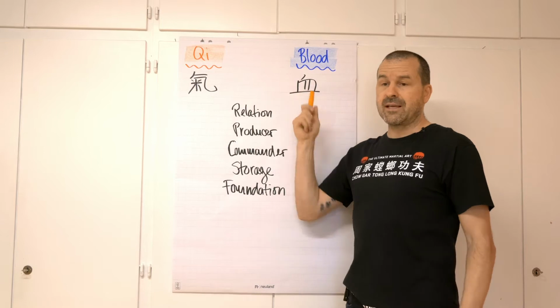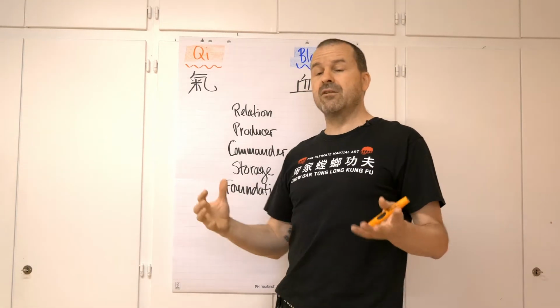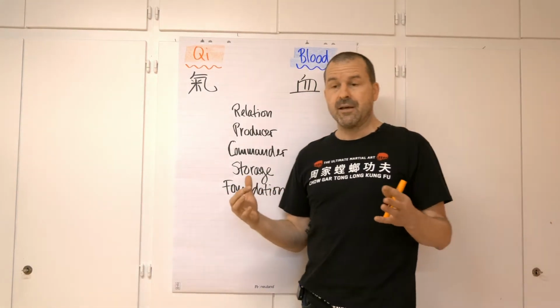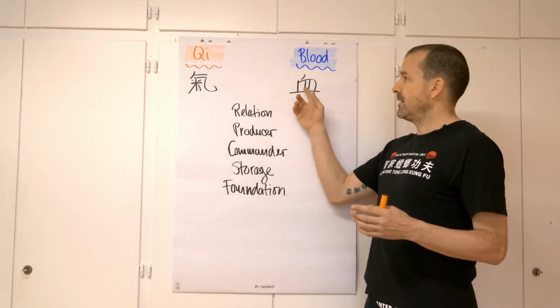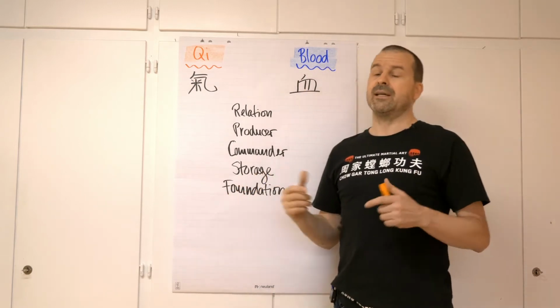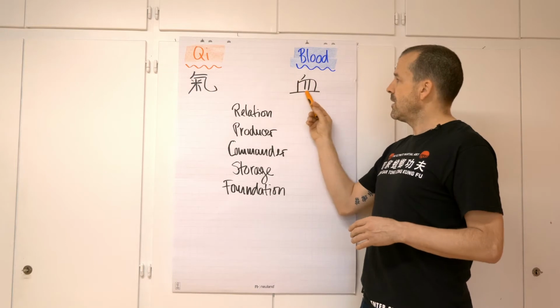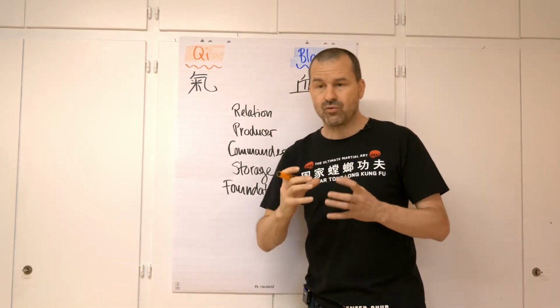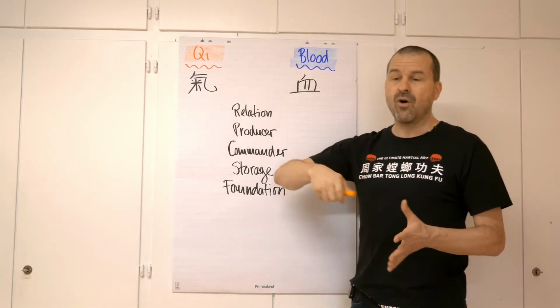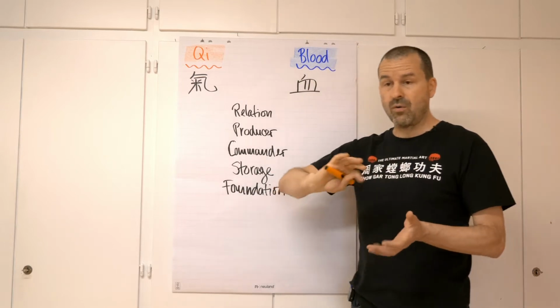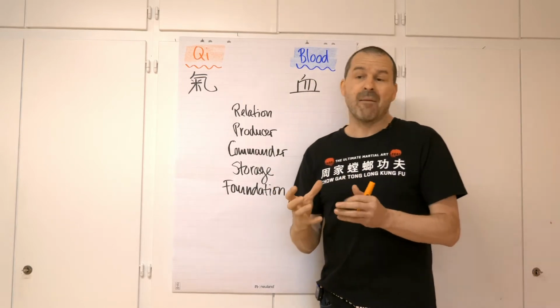When you look at this side, the character for blood in Chinese medicine, this is a really old character. And we see this is like a stone. And in this stone a hollow is carved out, and then it's like a pot.